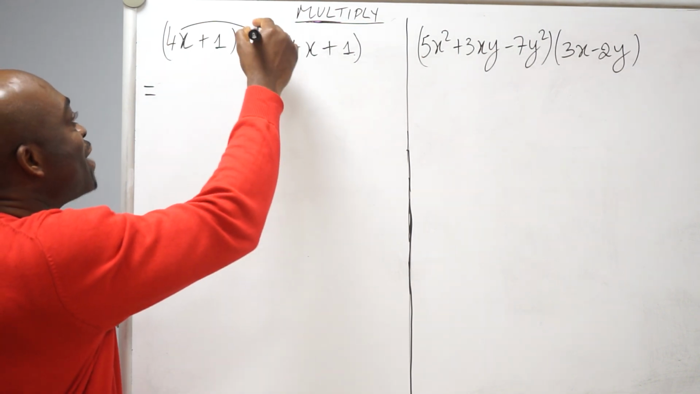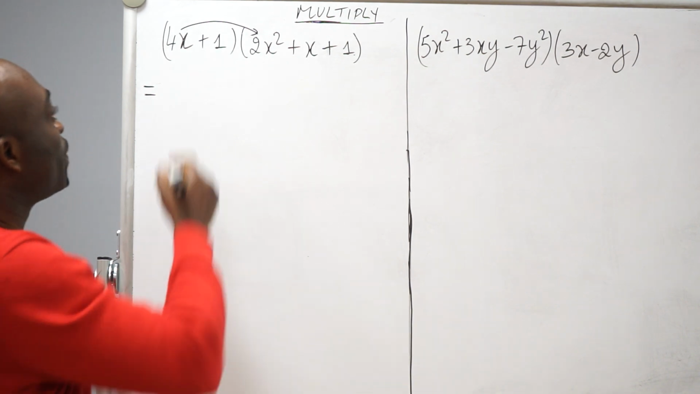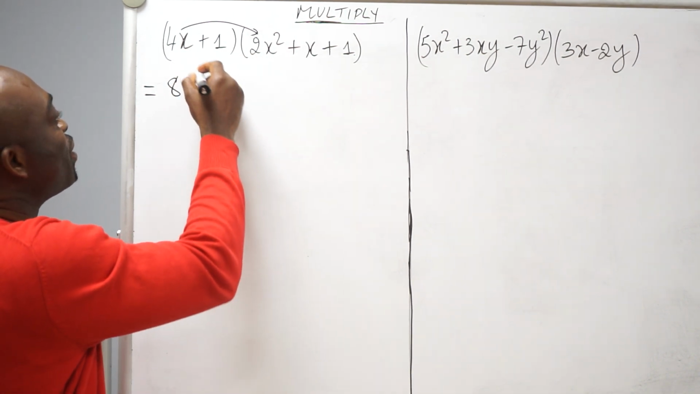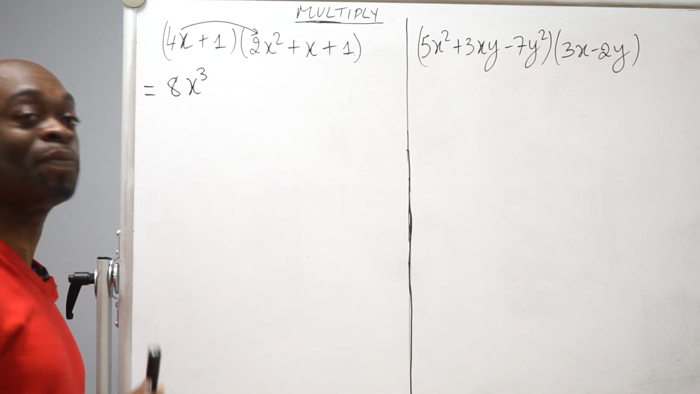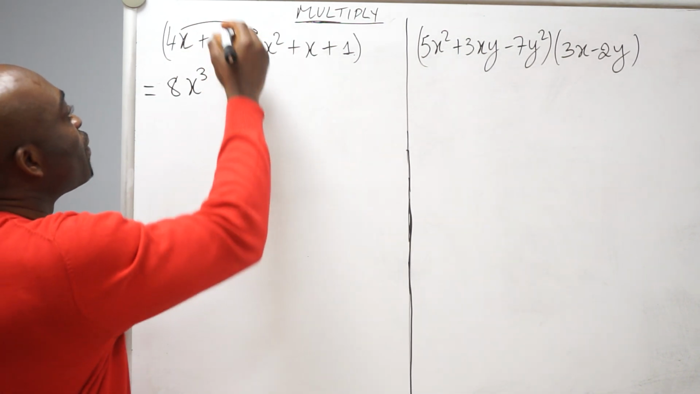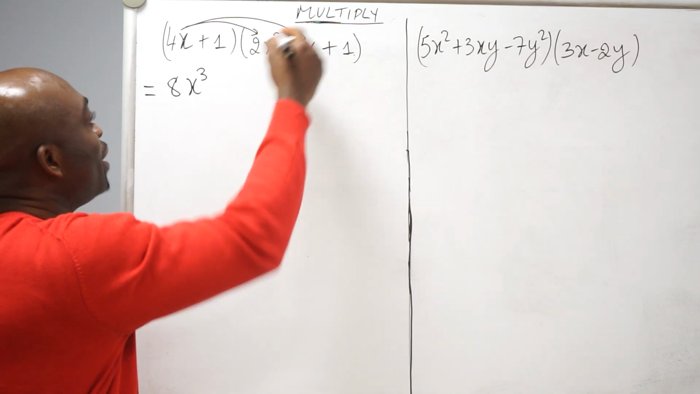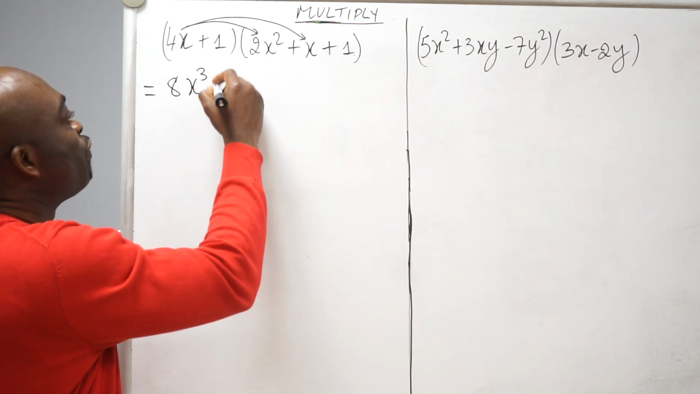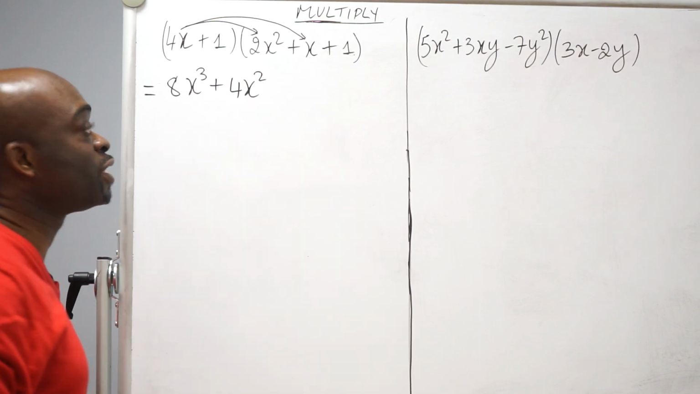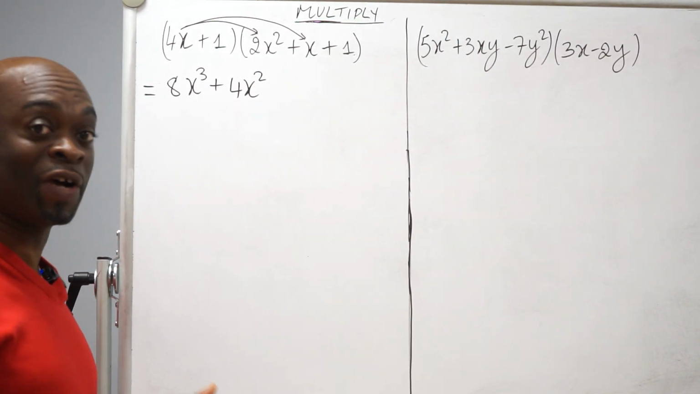So we take 4x times 2x squared. So 4 times 2 is 8. And then x times x is x to the third power, because anytime you multiply the variables, you add the powers, correct? So that'd be 1 plus 2. Then we go this way. 4 times 1 is 4. And then x times x is x to the second power also, because it's 1 plus 1. All right, so far so good?